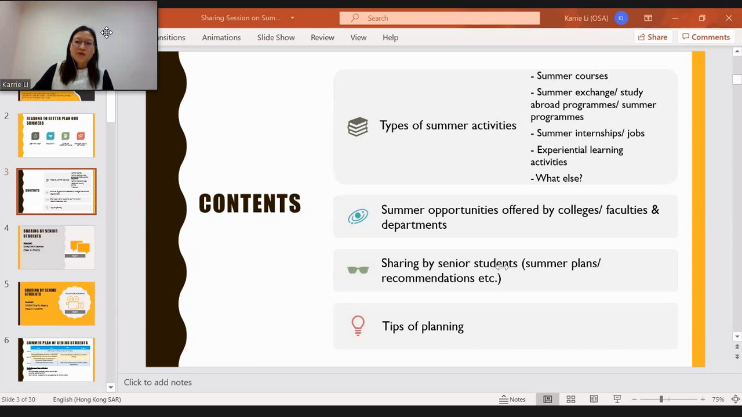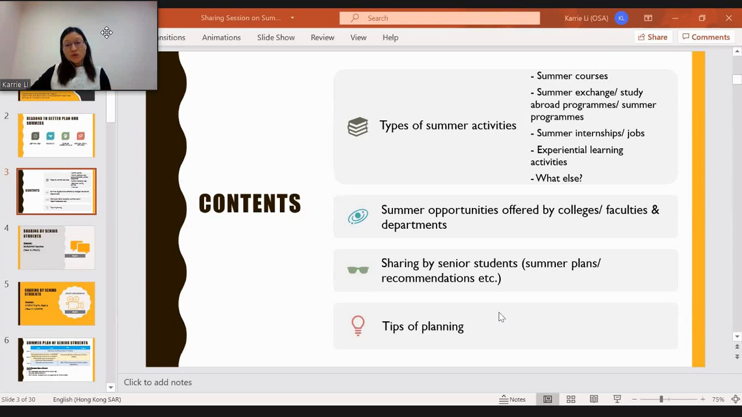So we have invited different students to share their summer plans. And I hope that you will get an idea how you could do your planning and learn from their experience. And lastly, I would do a roundup of what you need to pay attention to when you do your planning.